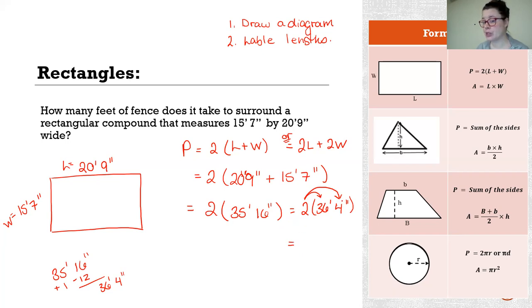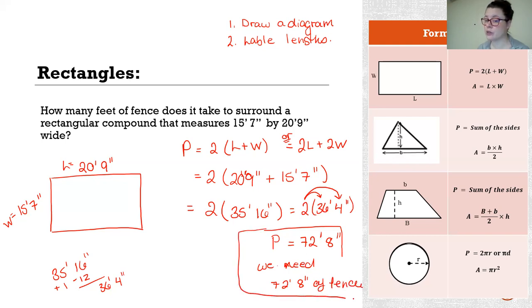But if we're just doubling both of them, 2 times 36 leaves me with 72. Sorry, I'm not sure where my mind went there for a sec. So 72 feet, and 2 times 4 inches leaves me with 8 inches. So the perimeter is 72 feet, 8 inches. So we need 72 feet, 8 inches of fence.